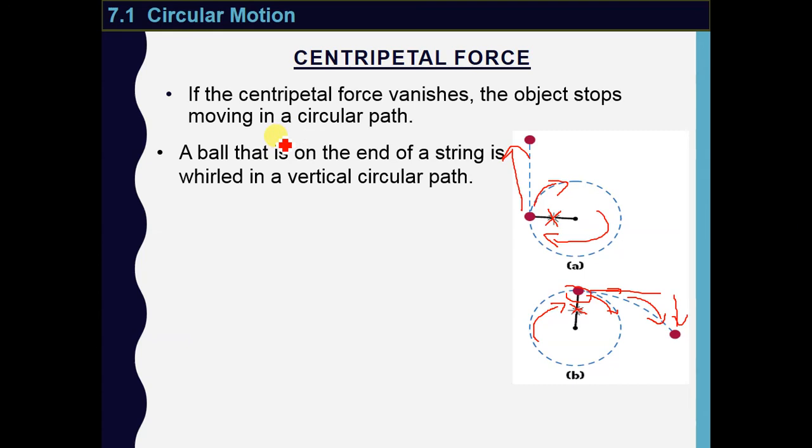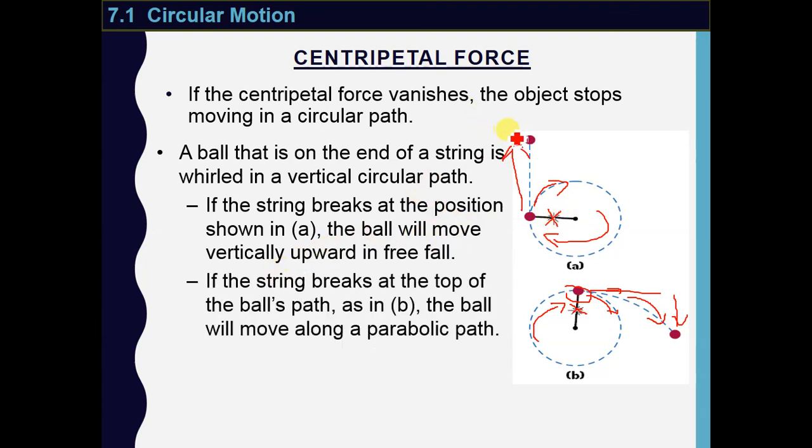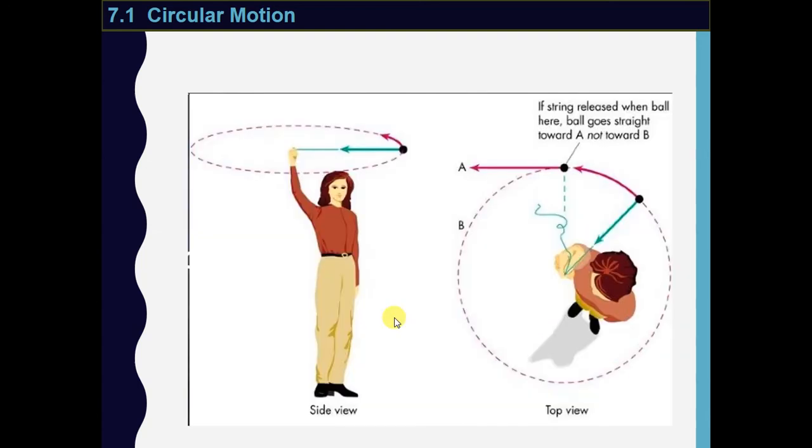No circular path anymore. So a ball on the end of a string is whirled in a vertical circular path. If the string breaks at the position shown in part A, the ball will move vertically upward. Then for sure it will not stay upward forever. It will then fall toward earth because of gravity. If the string breaks at the top of the ball's path, as in part B, the ball will move along a parabolic path. At the beginning it will move straight forward, but because of gravity it will then go down, so we say it's moving in a parabolic path.